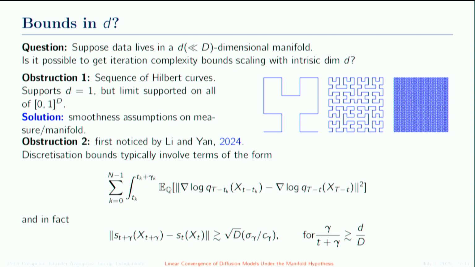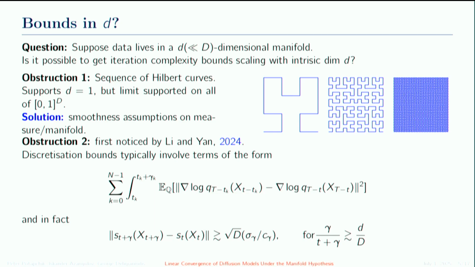So the first one can be obvious. The second one is a little bit trickier. So if you consider a sequence of Hilbert curves, these are one-dimensional objects, and you consider a sequence of measures supported on these things, then all of the supports are one-dimensional, but in the limit, the measure will be supported on the full hypercube of the full dimension, capital D. So without certain assumptions on the manifold and the measure, we cannot really capture the intrinsic dimension. So for example, the Hilbert curve here in the limit is only Holder continuous with exponent 1 over capital D. So essentially there's no smoothness that we can exploit there.